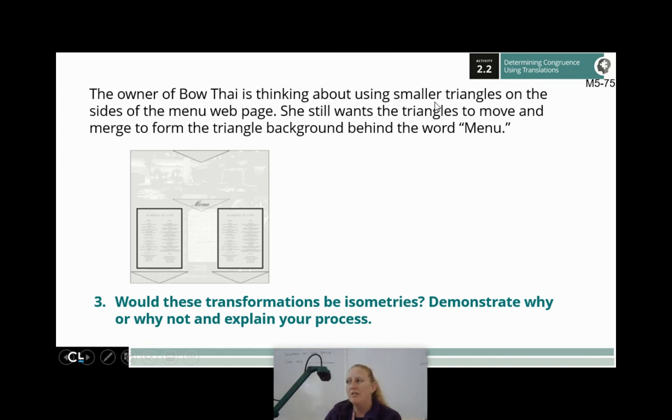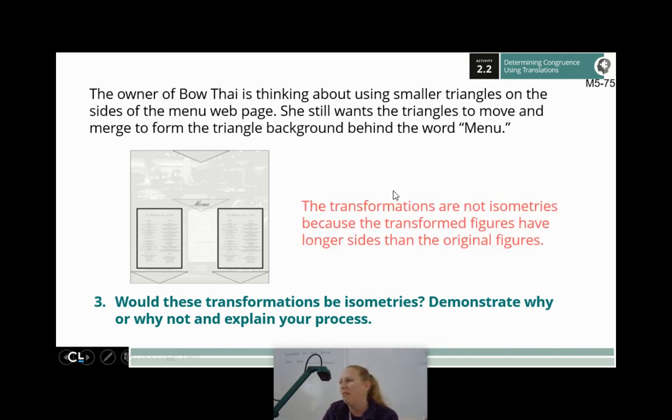If the new triangles are smaller, we're not preserving the size, are we? We said to be an isometry, you had to preserve the size and shape. But if I'm shrinking my triangles and making them smaller, they're not isometries anymore. So the transformations are not isometries because the transformed figures have shorter sides than the original figures. Yeah, we're changing the size. It's not an isometry anymore.